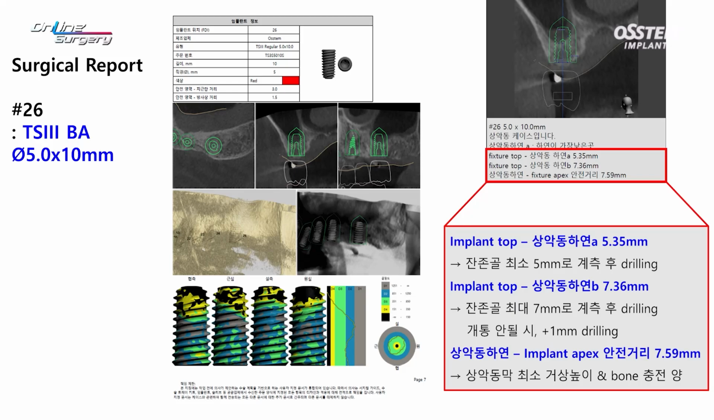If you look at the CT image, the distance from the implant top to the inferior margin of the sinus was 5.35. Hence, minimum residual bone height was assumed to be 5 millimeters. Drilling would be done from 4 millimeters. The maximum residual bone height was assumed to be 7 millimeters.